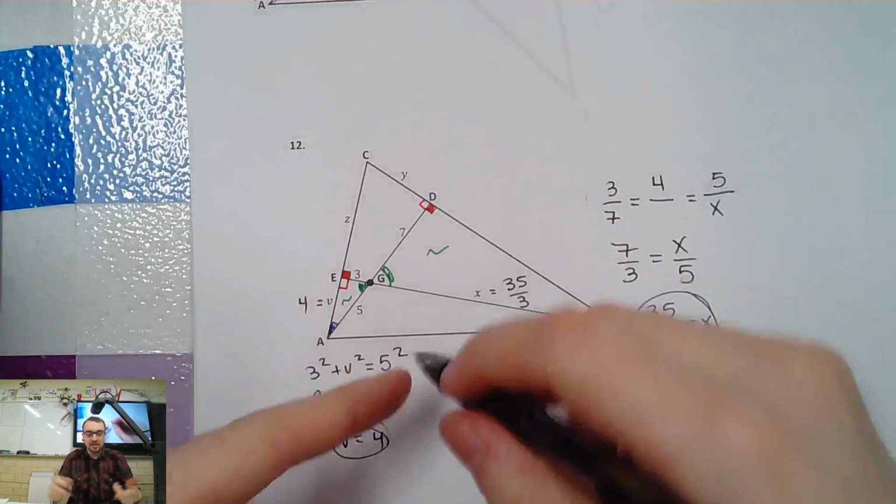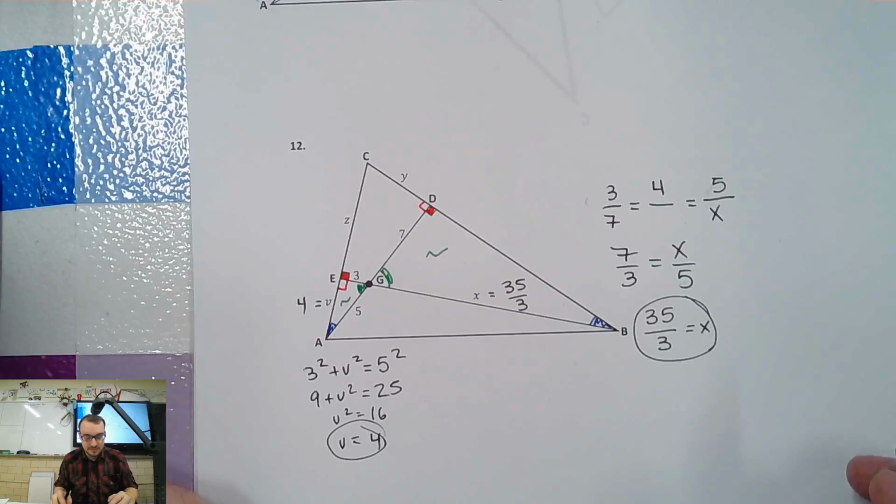Like I said, most right triangles have weird numbers for their sides. Let's find x and z.